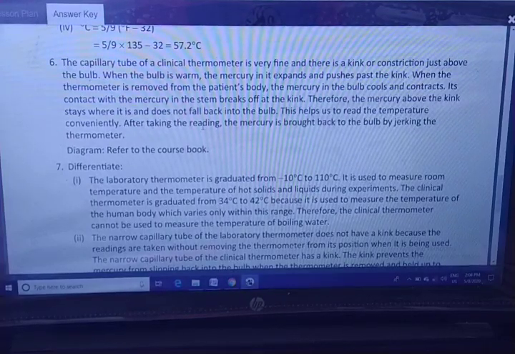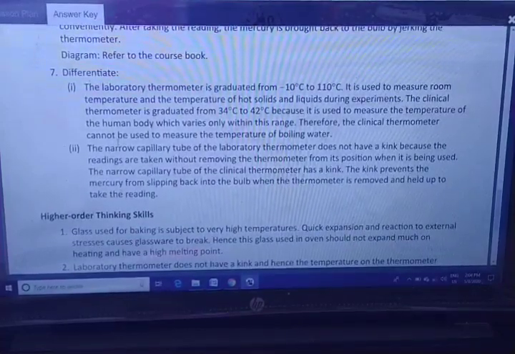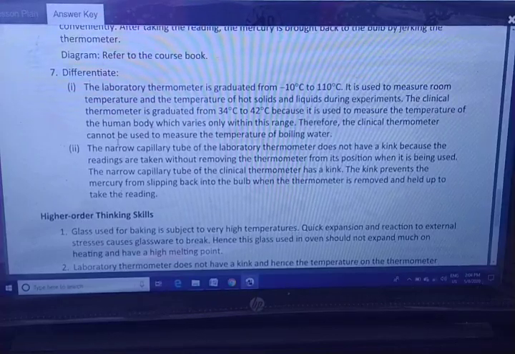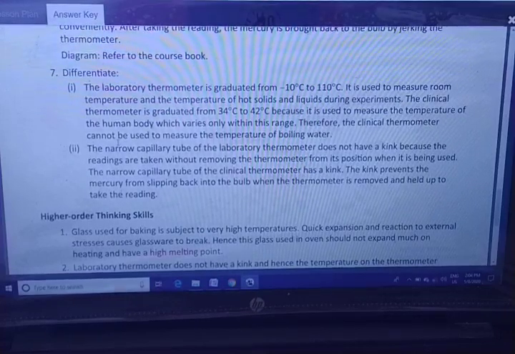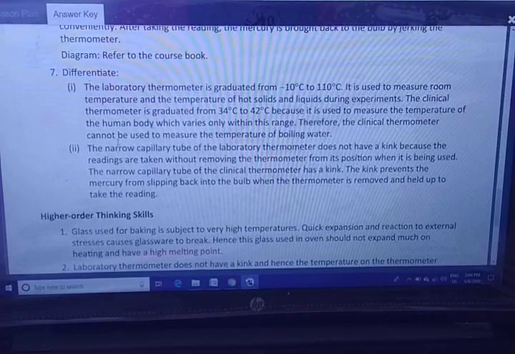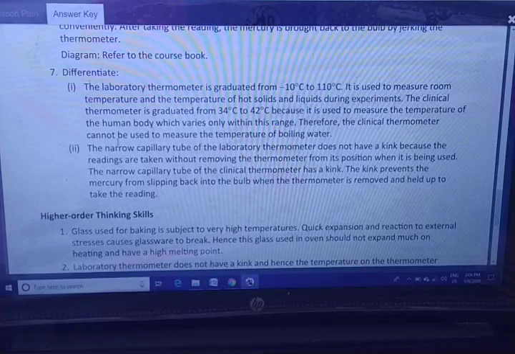Last question. State two differences between a laboratory thermometer and a clinical thermometer. Give the reason for each difference. Very nice question. The laboratory thermometer is graduated from minus 10 degrees Celsius to 110 degrees Celsius. It is used to measure room temperature and the temperature of hot solids and liquids during experiments. The clinical thermometer is graduated from 34 degrees Celsius to 42 degrees Celsius because it is used to measure the temperature of the human body, which varies only within this range. Therefore, the clinical thermometer cannot be used to measure the temperature of boiling water.